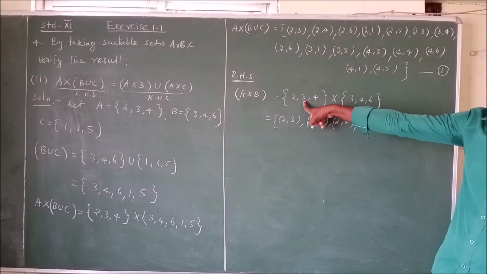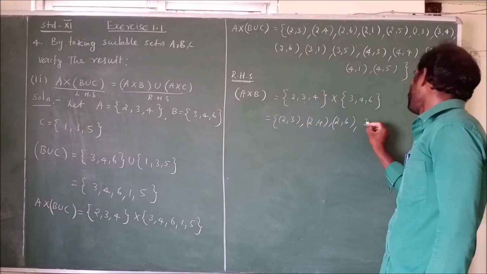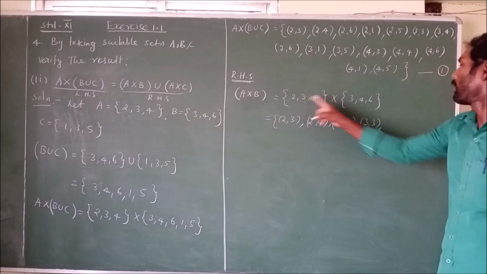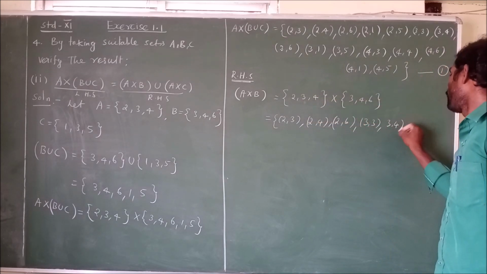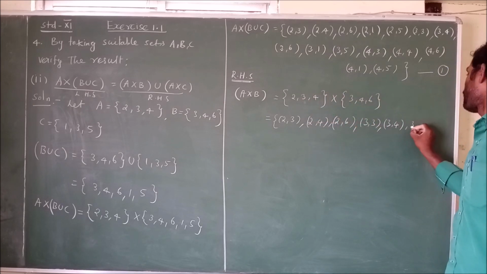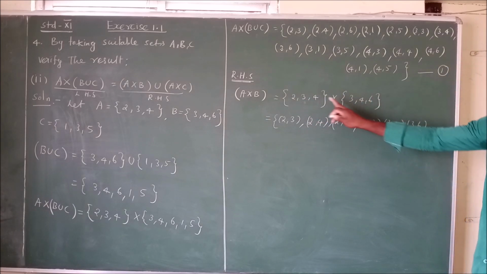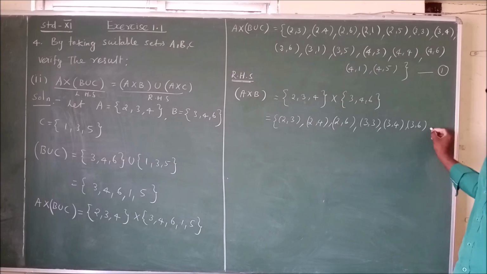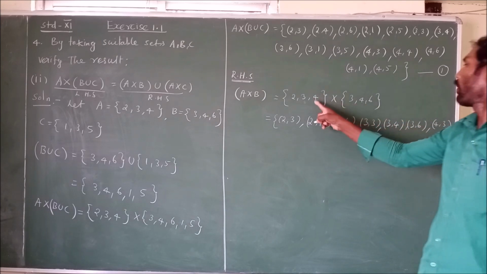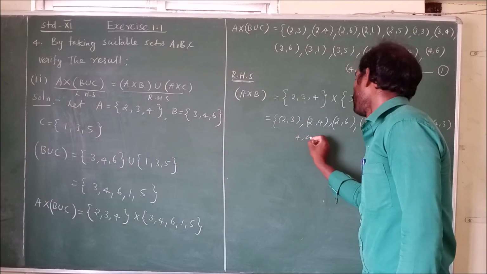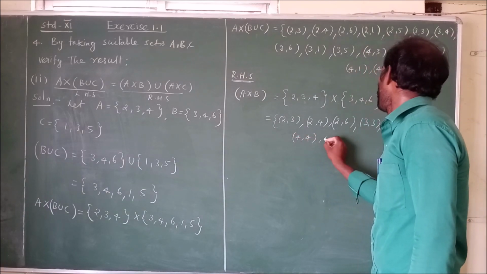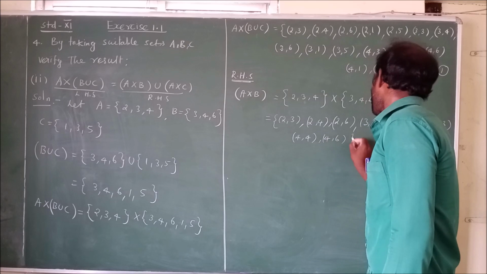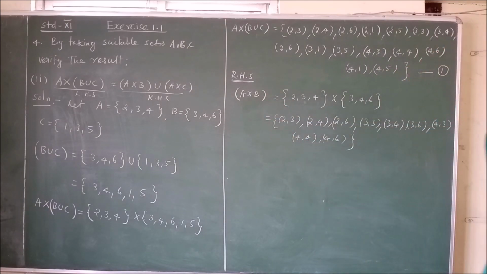The second entry is 3 comma 3, 3 comma 4 and 3 comma 6. The third entry is 4 comma 3, 4 comma 4 and 4 comma 6. These entries are A cross B.